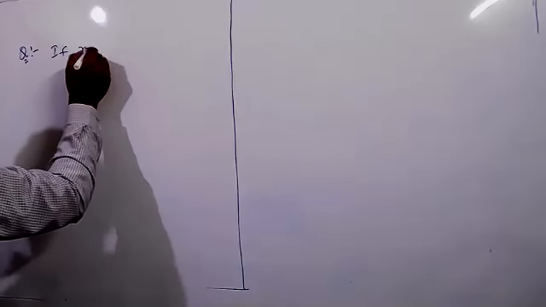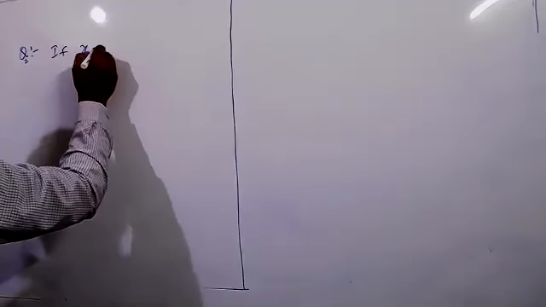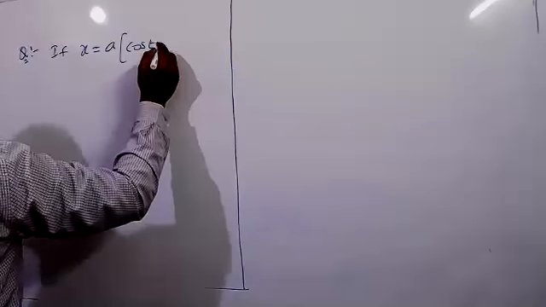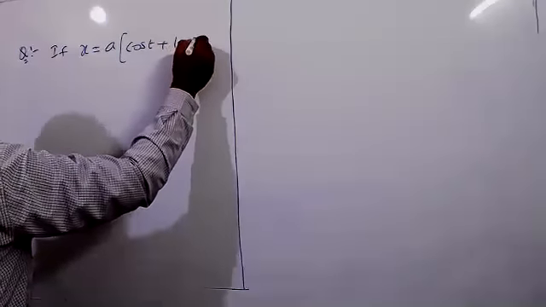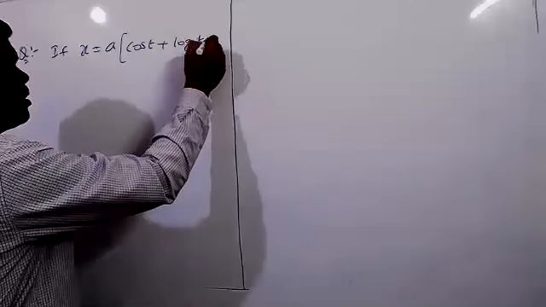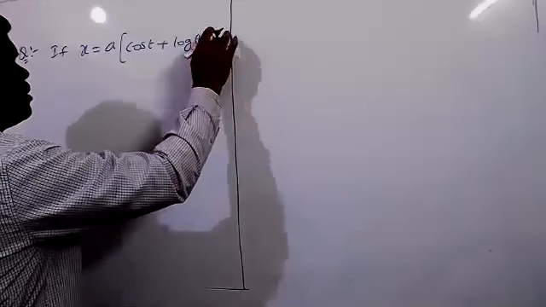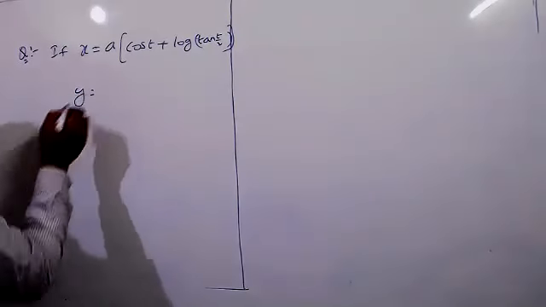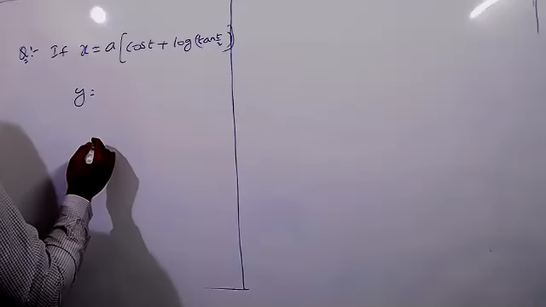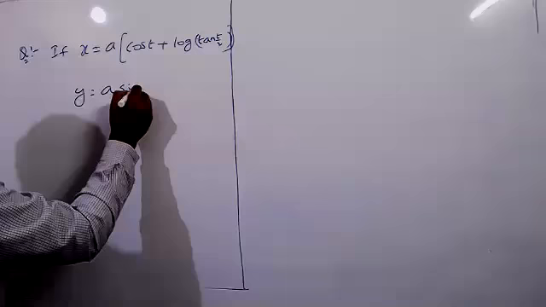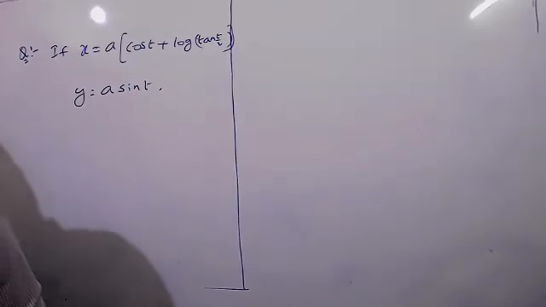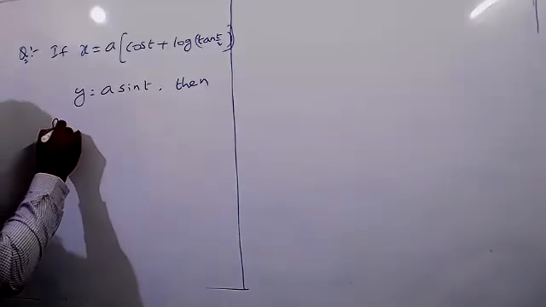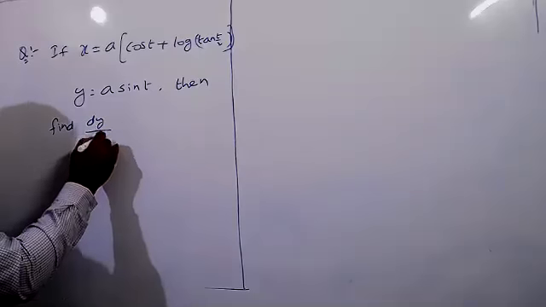If x equal to a into cos t plus log tan t by 2, the value of x, and the value of y equal to a sin t, then find dy by dx.